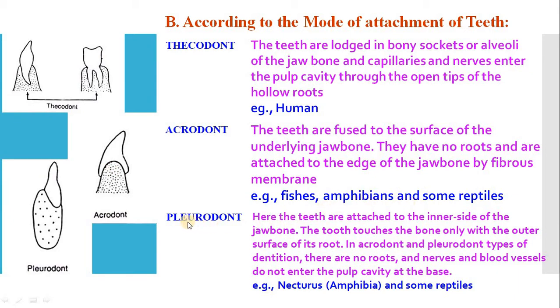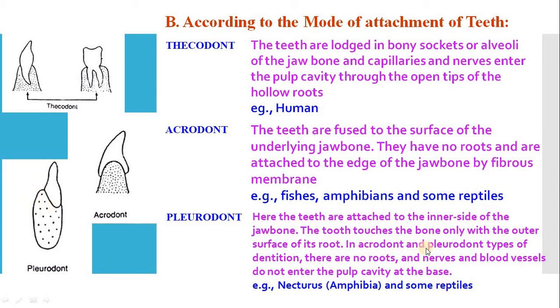Then pleurodont. Pleuro refers to membranes or the tissue portions. Here the teeth are attached to the inner side of the jawbone. Here you can see, or side wall. Pleuron refers to the side wall, side membrane, or side tissue. The tooth touches the bone only with the outer surface of the root.